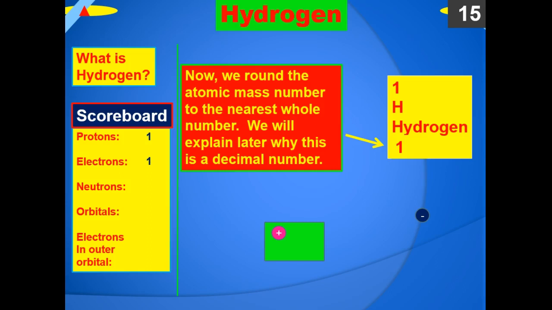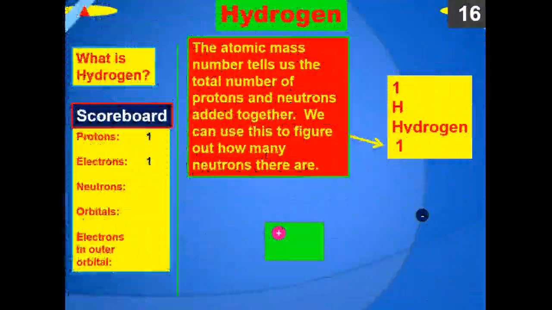If each proton and each neutron has a mass of 1 atomic mass unit, and the hydrogen has a mass of 1 atomic mass unit, then it must have exactly 1 proton and neutron combined. Well, it's got to be the proton. There's no neutrons here. There's just that 1 proton. And so we do a simple little subtraction problem. The atomic mass tells us the total number of protons and neutrons added together. We can use this to figure out how many neutrons there are.